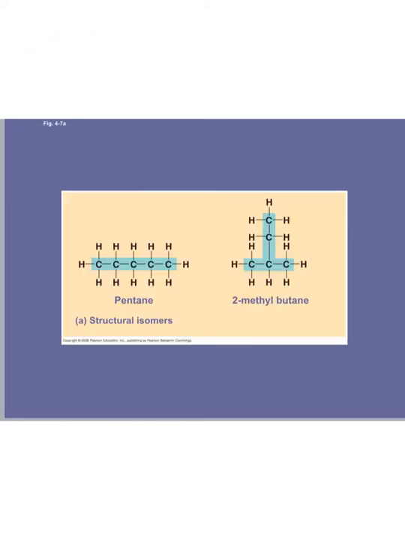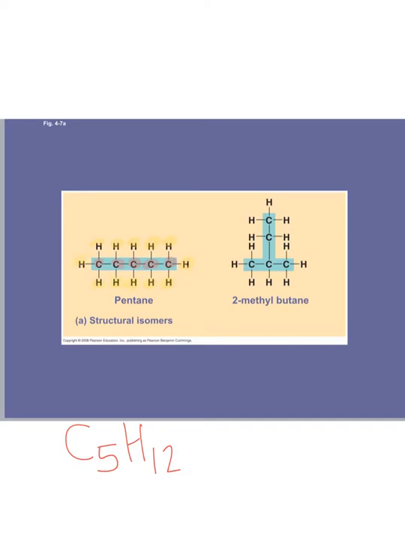All right, so let's look at structural isomers. So these 2 molecules are structural isomers. The one on the left is pentane, the one on the right is 2-methylbutane. Both of these molecules have a molecular formula of C5H12. So if we count these, let's count them just to be sure. And we'll do our carbons in red. So we have 1, 2, 3, 4, 5 carbons, and we have 12 hydrogens.